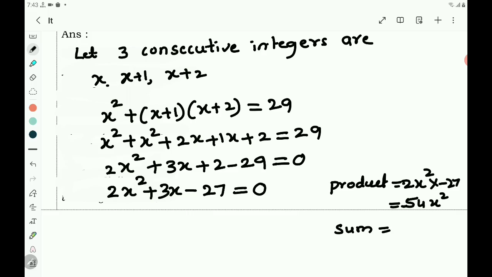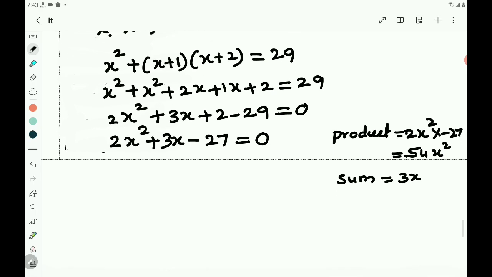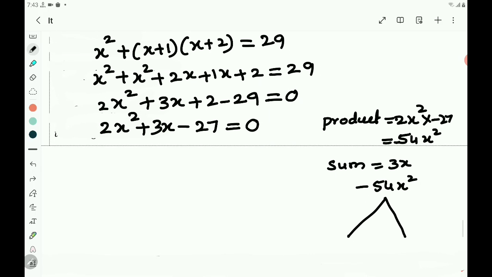Sum equals 3x. Now here minus 54x square is to be split into 2 factors to get the 3x. As the product is having negative sign, the factors are having different signs, and the greater factor is having the sign of the middle term, that is sum sign, plus minus.